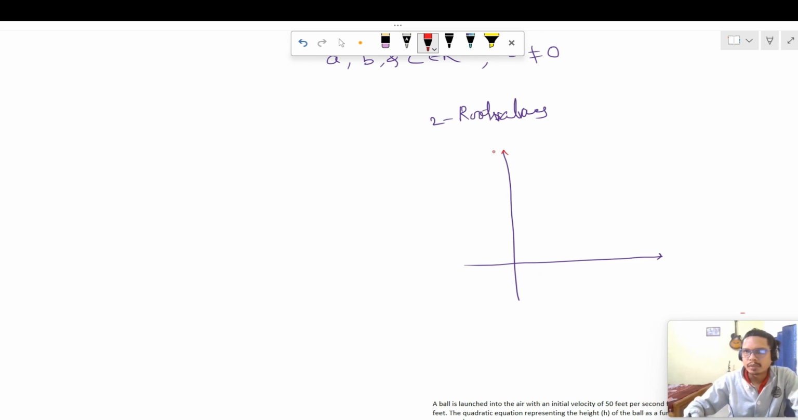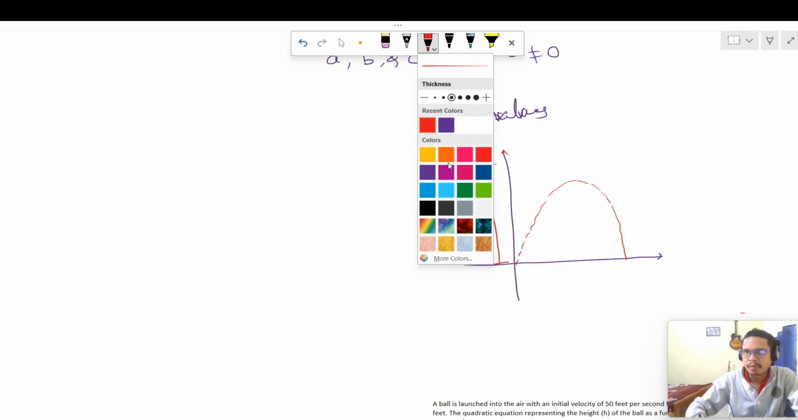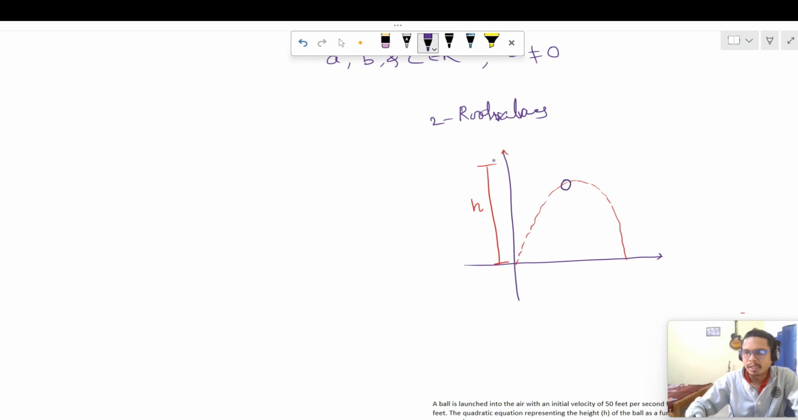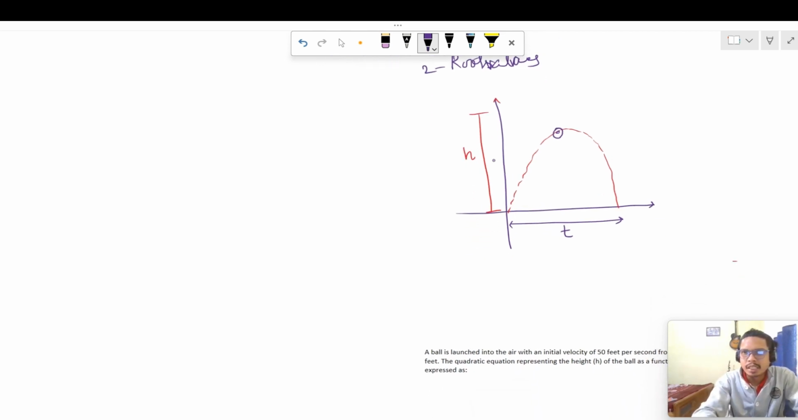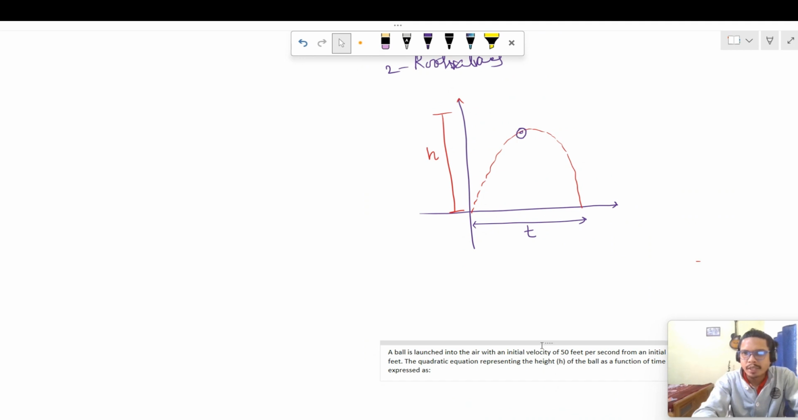When a ball is shot from the ground into the sky, it will definitely take a parabolic path. If we represent the y-axis as the height of the ball, and the ball is somewhere here at a particular point of time, and we represent the x-axis as t, the exact position and height of that ball could be expressed in terms of a quadratic equation. That's the beauty of quadratic equations. Let us try to understand this concept more deeply using this question.